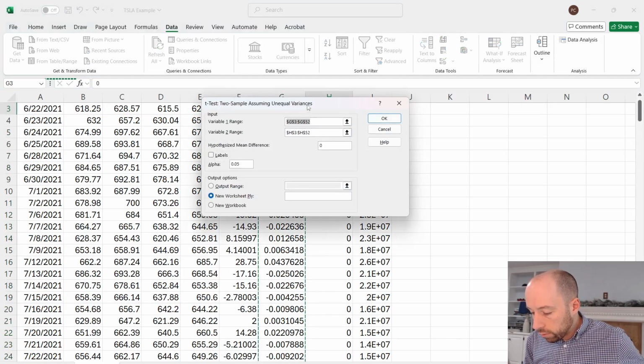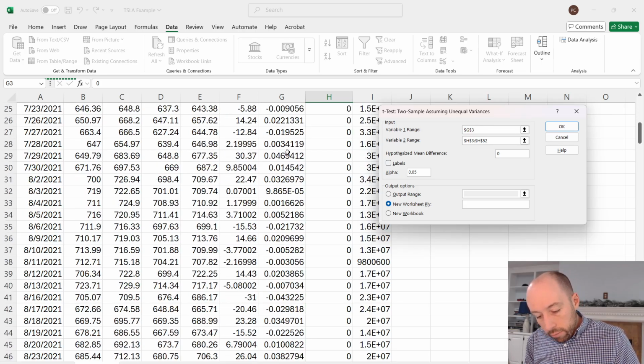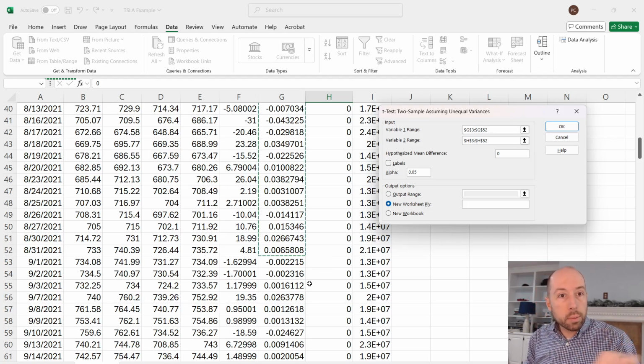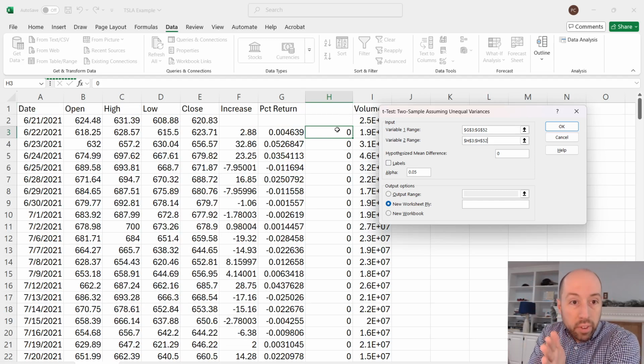unequal variances, variable 1. I'm going to select the first 50 observations from row 3 all the way down to row 52 of the Tesla stock day-over-day percentage returns, which we just tested whether that was 0 on average. And I will collect the first 50 observations of these zeros in the other column. This is a bit of a hack.